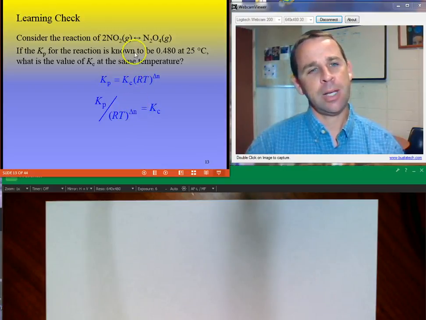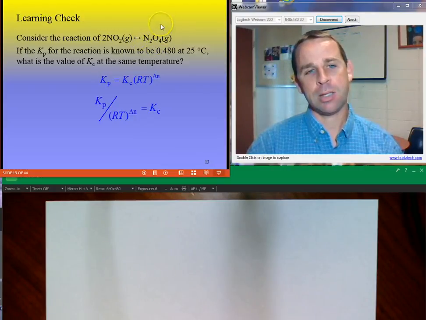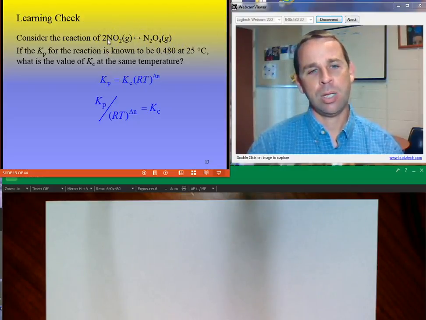delta N. Now, delta N is the change in the number of moles of gas. So the number of moles in the products, this is just 1 mole of gas expressed here, minus the moles of gas in the reactants, that's 2. So 1 minus 2 is a minus 1.